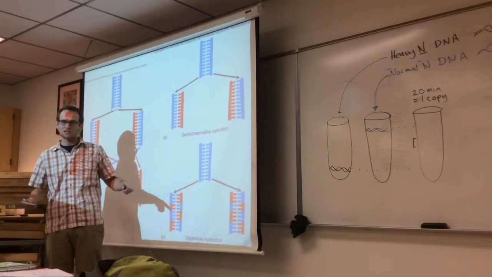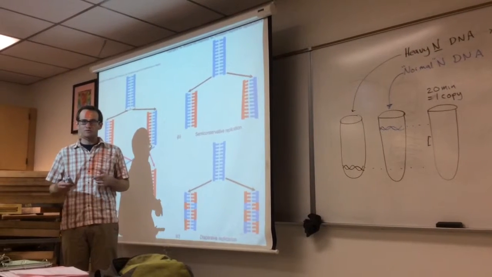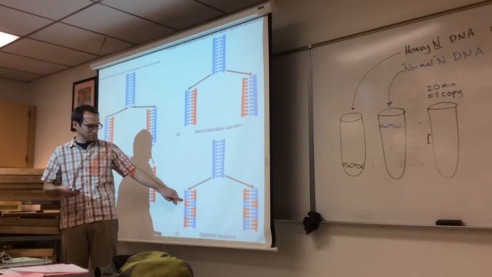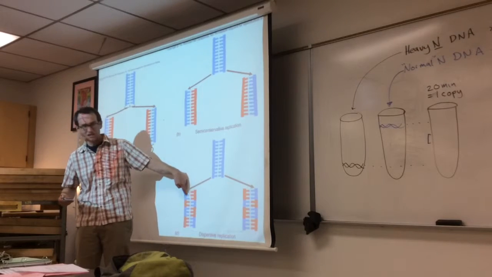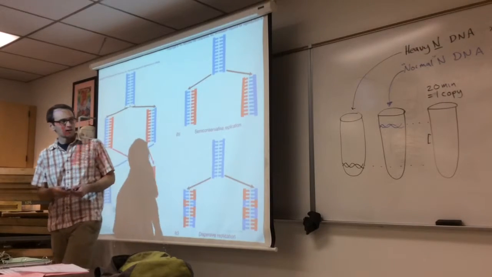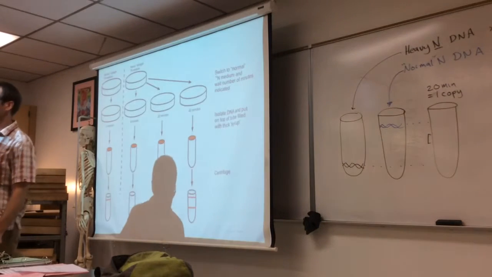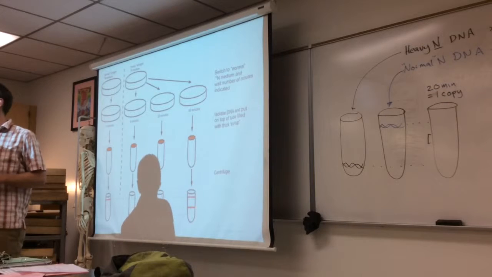It kind of depends on, there's a number of ways that people describe dispersive in terms of the makeup of the strands. But the way they've described it here, I think you can see it's half heavy, half light. Now, somebody said you can exclude conservative. And do they want to explain why or how?